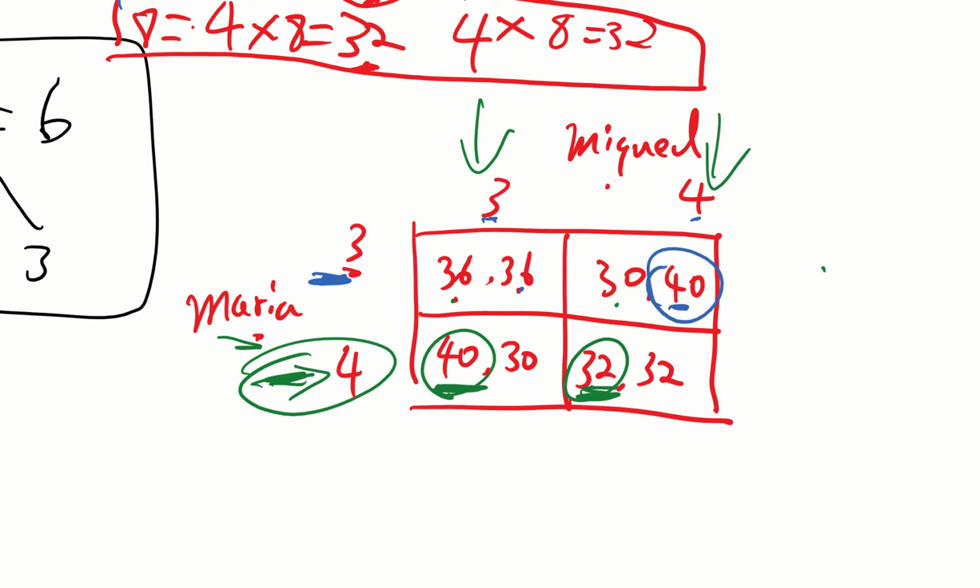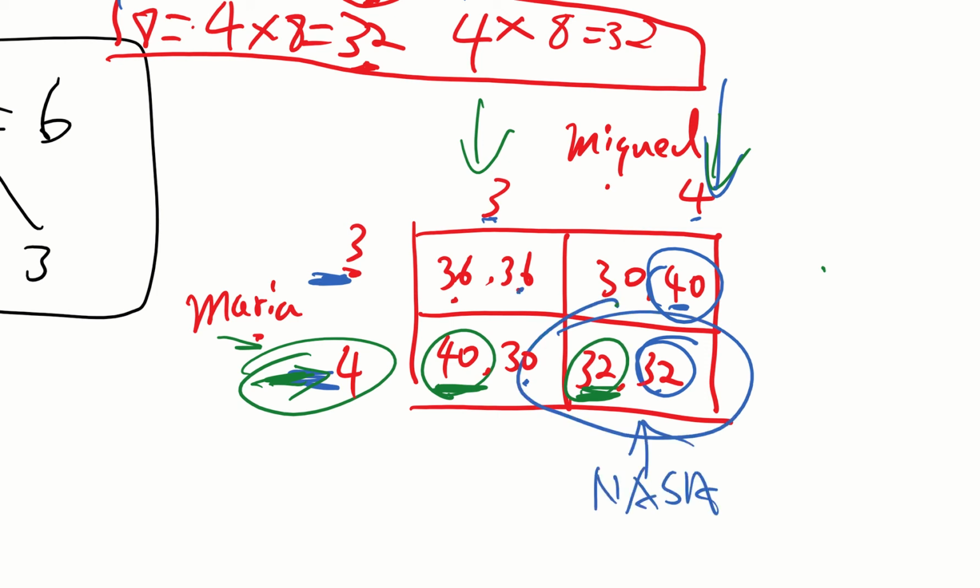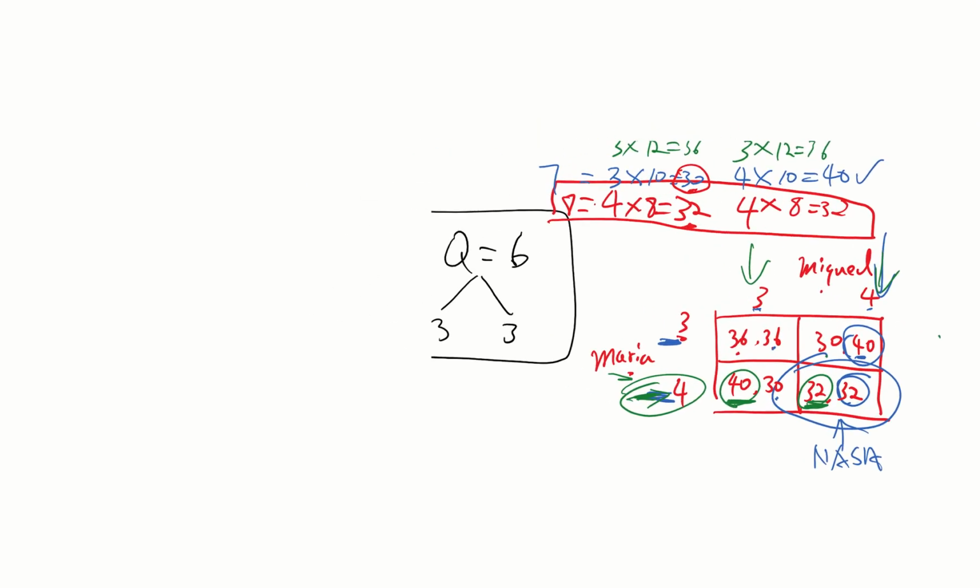So 40 is better. And then if Maria does 4, what should Miguel do? He does 3, he gets 30. He does 4, he gets 32. So 32 again is better. So this 4 quantity for Miguel is also a dominant strategy. So we have 2 parties with both dominant strategies overlapping in the same area, and this 32, this is called a Nash equilibrium.